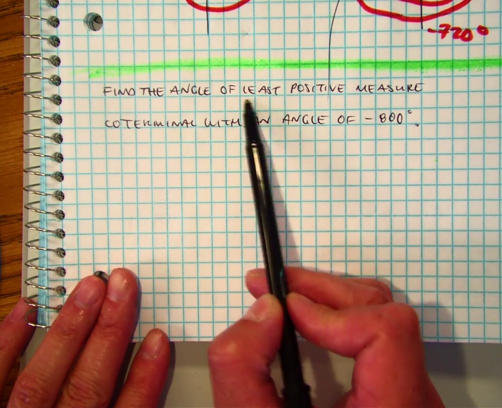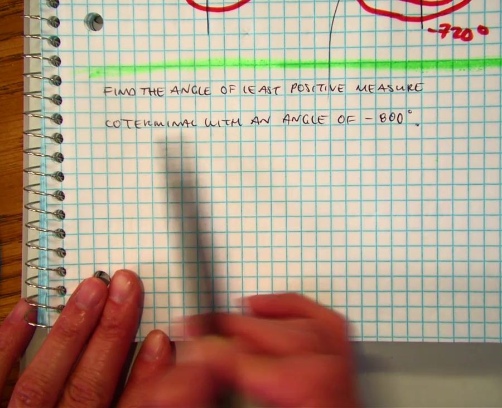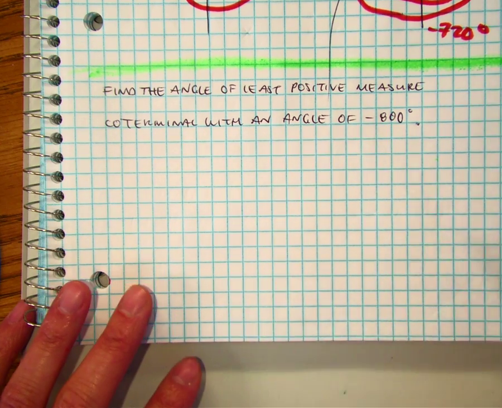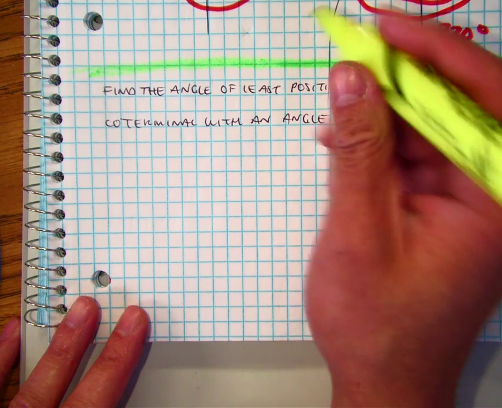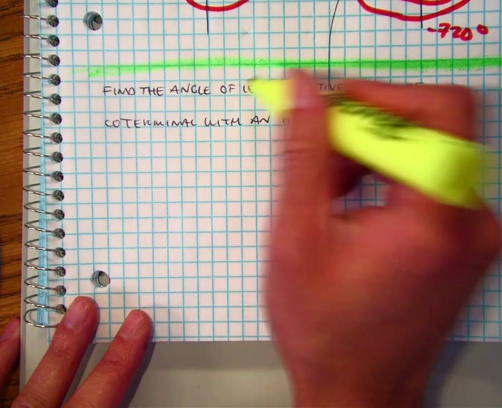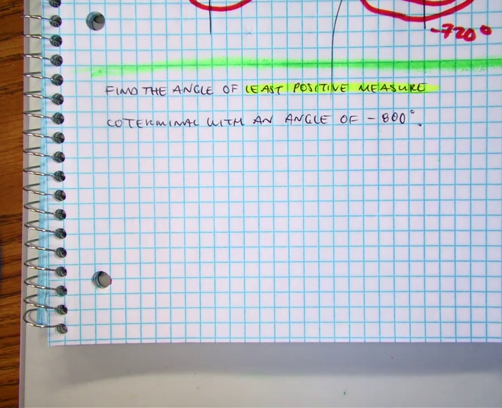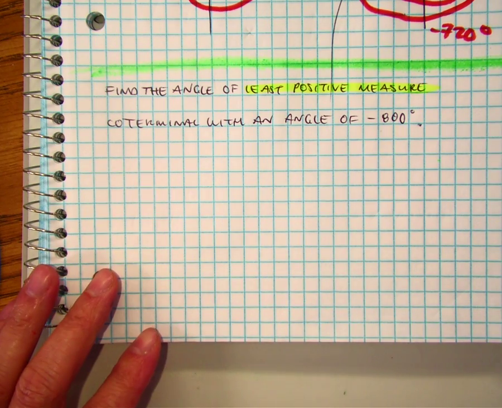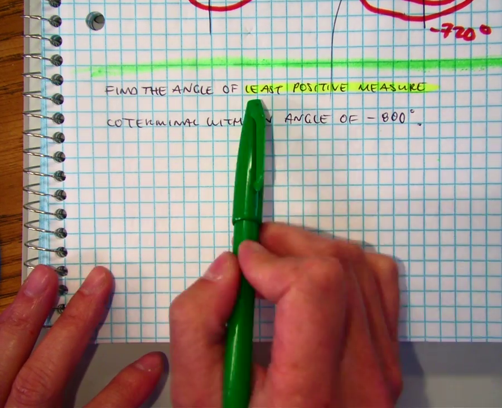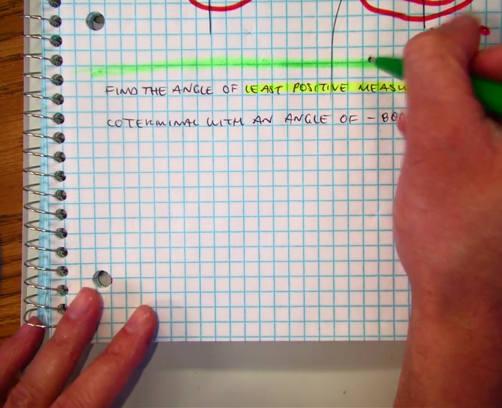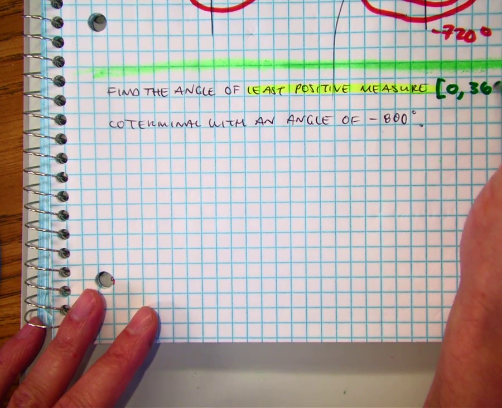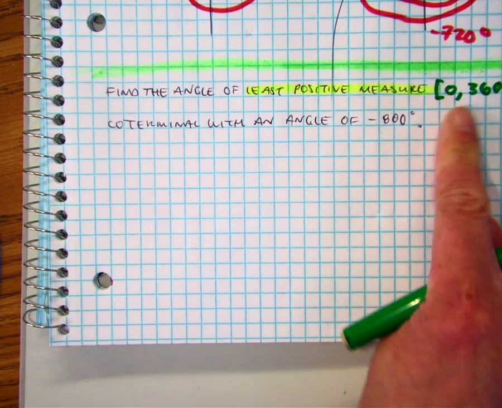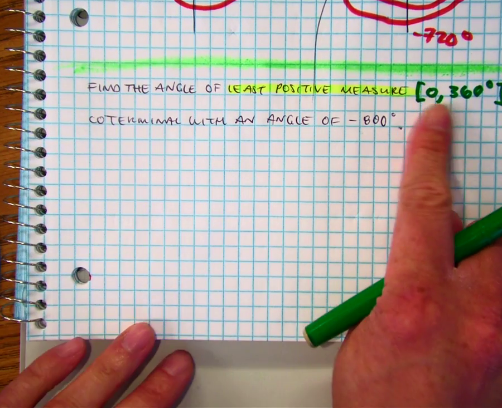Find the angle of least positive measure coterminal with an angle of negative 800 degrees. This problem tells us to find an angle, but it specifically wants a positive and a least positive one. Essentially, that means they want a positive number between 0 and 360 degrees. They're telling us the range is answers between 0 and 360.